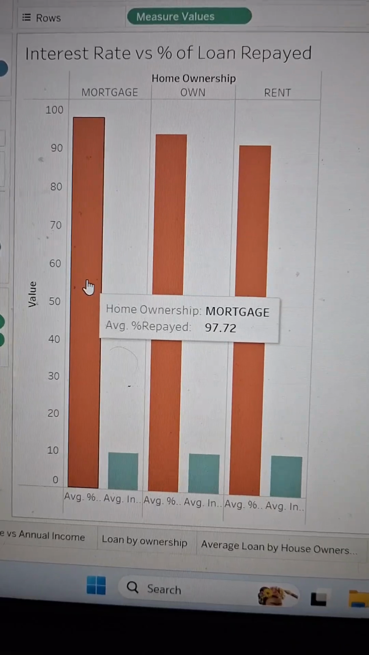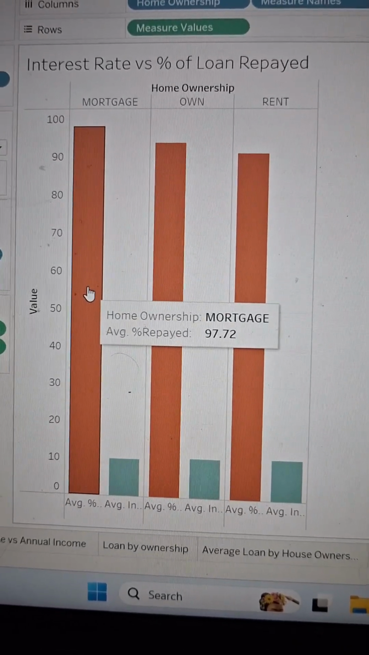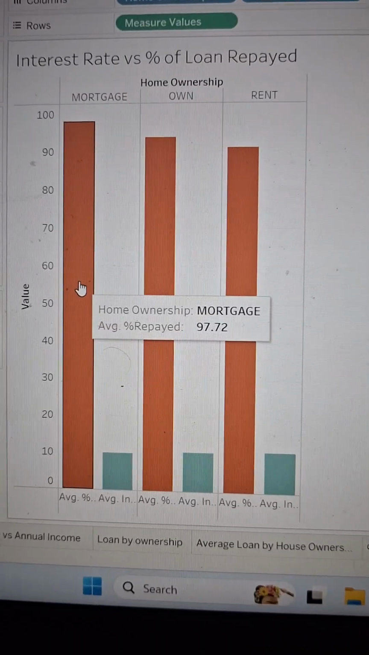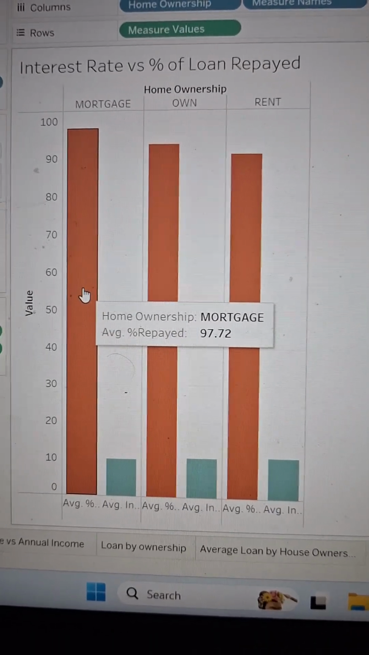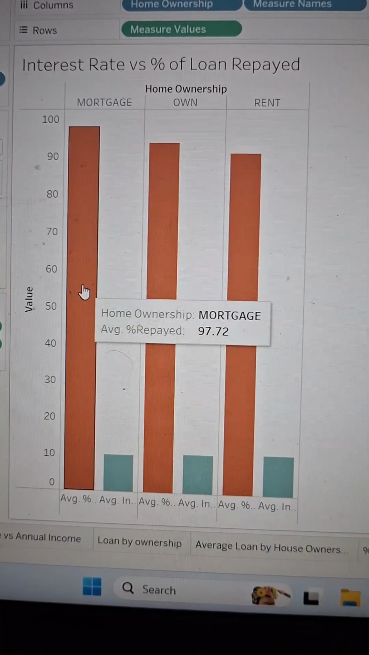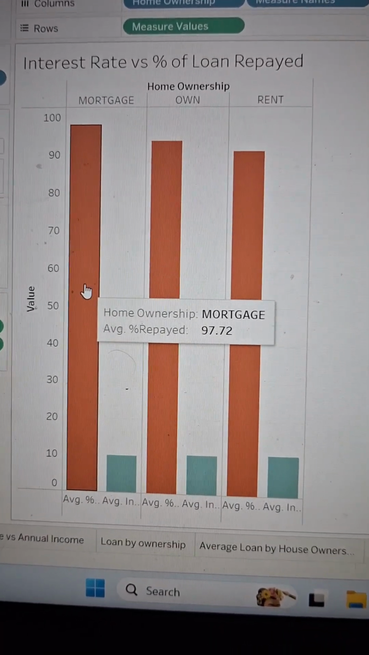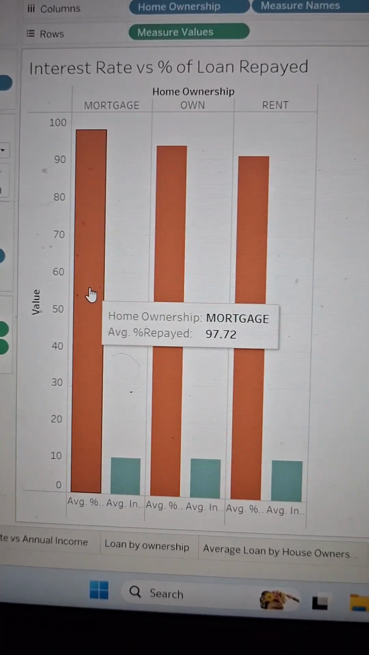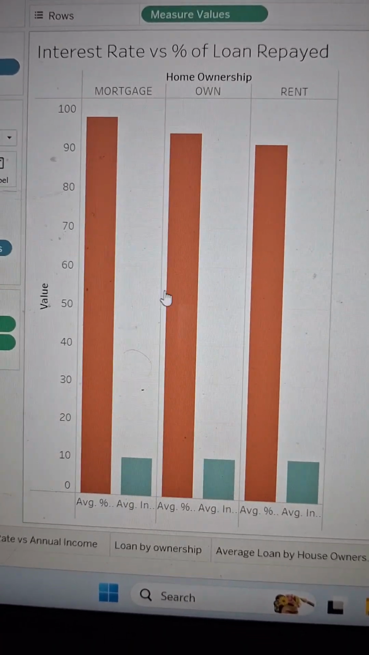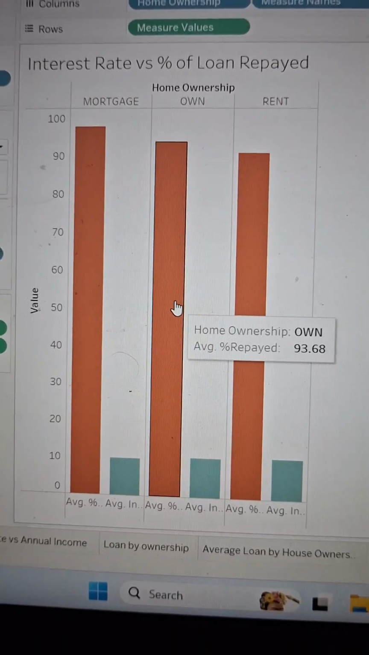This is the house ownership and percentage repaid. So here we took all the customers, added the loans and added the amount repaid to the bank. And from that we can see that 97.722 percent of the principal amount of the loans taken by people with mortgage homes has been repaid to the bank. And in the case of house ownership, 93.68 percent of the total loan is repaid.